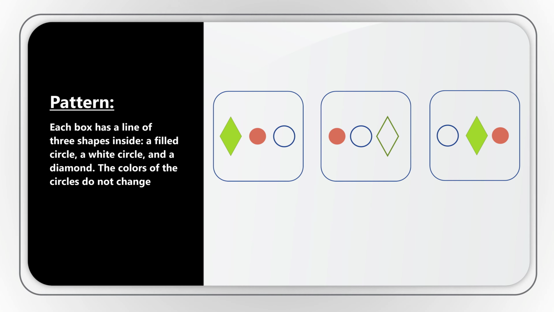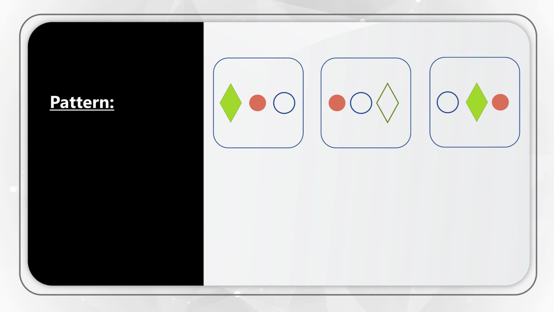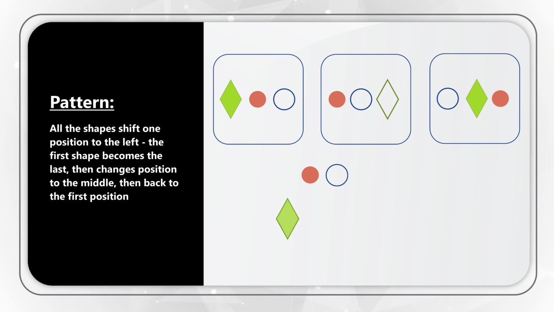Another important consideration is that the colors of the circles do not change. But unlike the colors of the circles, the color of the diamond changes from filled to empty and then from empty to filled. You can also notice that all shapes shift 1 position to the left. The first shape becomes the last, then changes position to the middle, and then back to the first position.